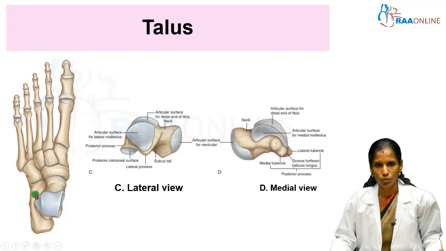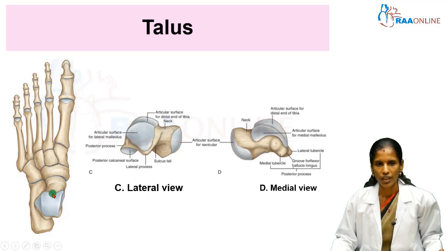Out of all these bones, the bone which takes part in the ankle joint is the talus. So we are just concentrating only on the talus. The talus has 3 parts. This is the head of the talus, and just behind this the constricted part is called the neck, and behind this large area is called the body of the talus.